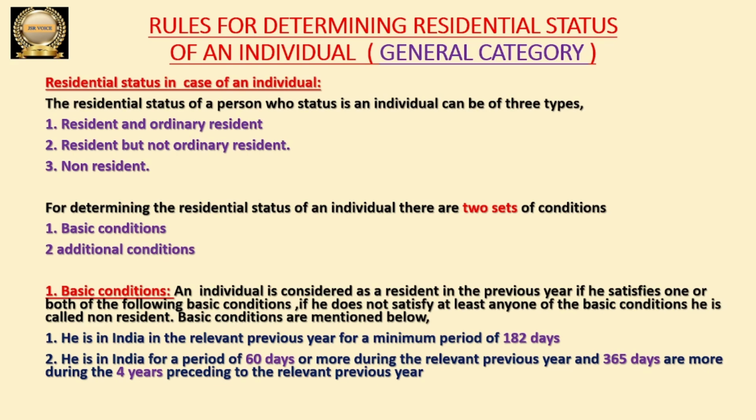If he satisfies any one, we can call him as a resident. If he may satisfy both also, any one or both, then we can call him as a resident. If he is not satisfying any one of these two conditions, then we can treat him as a non-resident. If he is non-resident, we need not apply additional conditions. If he is resident, we have to apply additional conditions to determine whether he is a resident and ordinary resident or resident but not ordinary resident. Let us move to the next one.